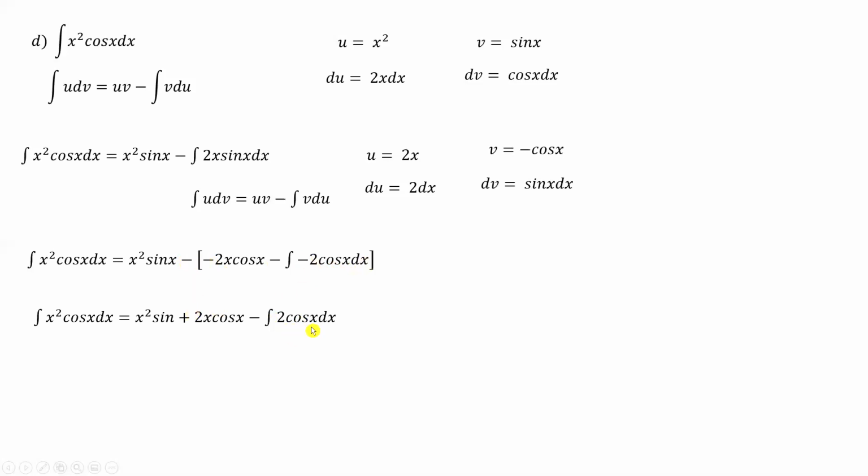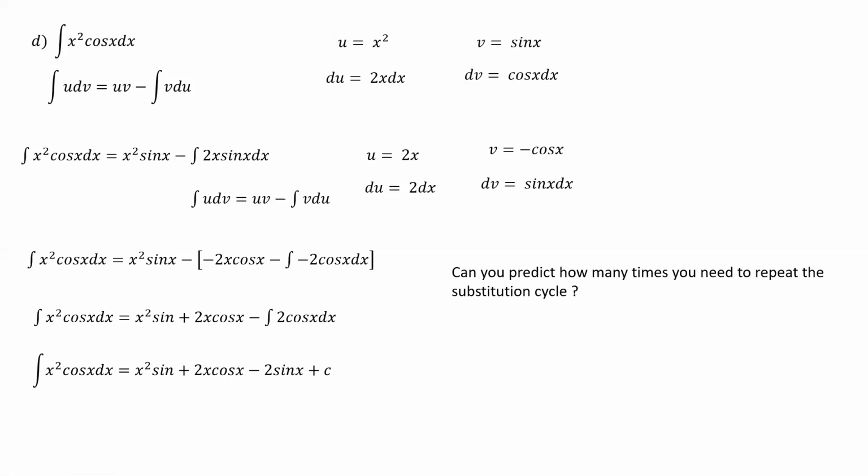Now can we integrate this? Oh, good, we can. Because it's not a variable times cos x, we can just say what has a derivative of negative 2 cos x? That'd be negative 2 sine x. And then we're done. So can you predict how many times you're going to need to repeat this substitution cycle? We had x squared cos x.